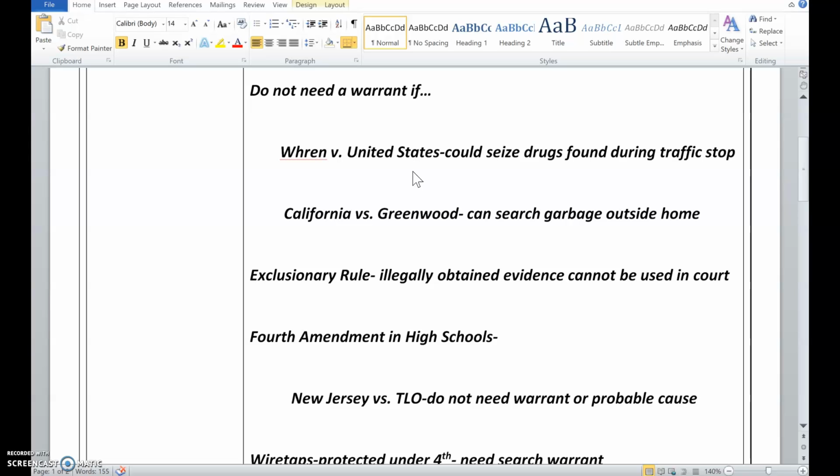The judicial system, the courts, sided in favor of the U.S., the judicial branch, and said that they can take anything that they see when they pull you over for another traffic stop. It's kind of like, it goes back to that when you're breaking the law, they don't need a search warrant.